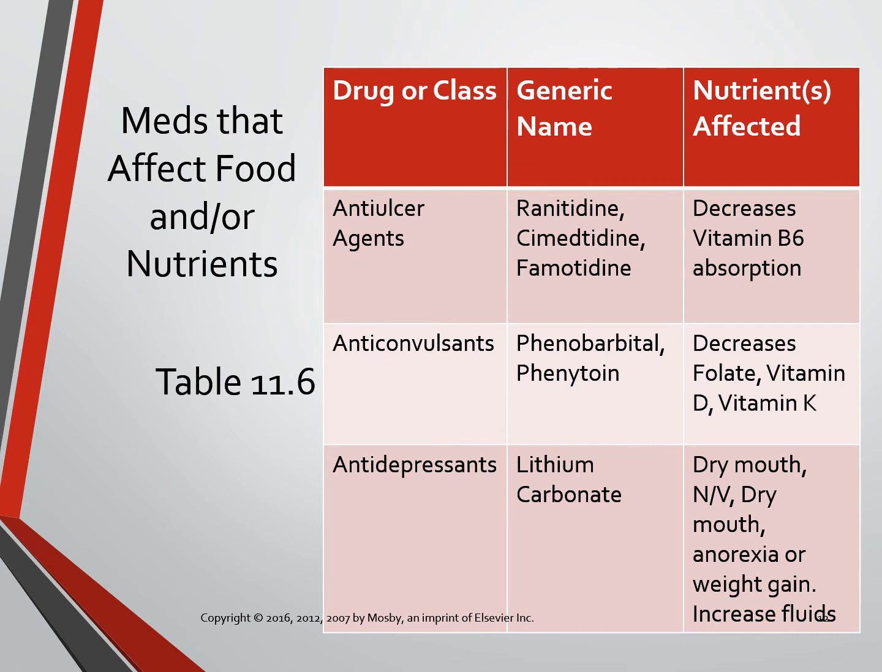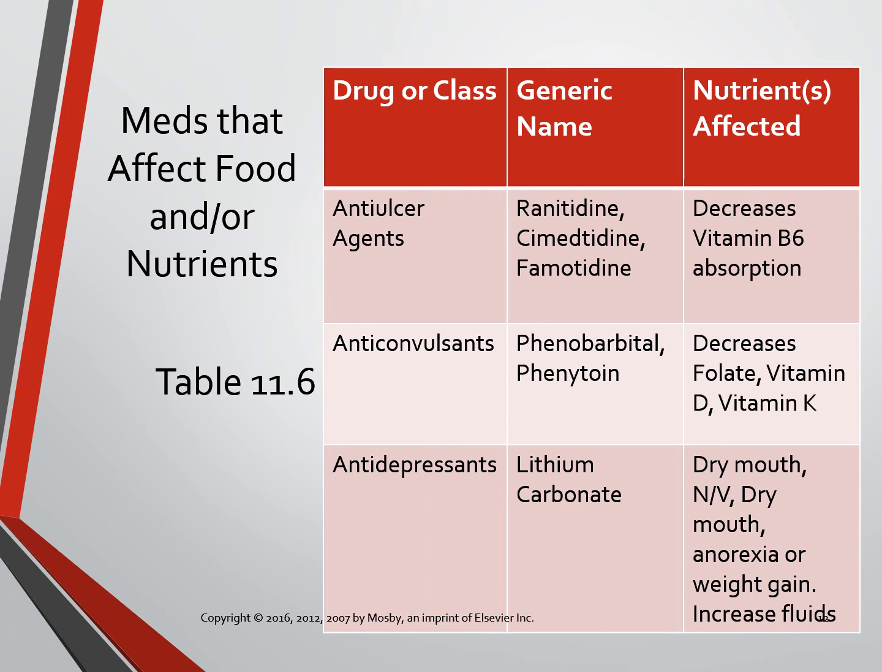The first one is anti-ulcer agents, so ranitidine, cimetidine. Anti-ulcer agents will decrease vitamin B6 absorption. Next are the anticonvulsants like phenobarbital or phenytoin. Anticonvulsants will decrease the vitamins folate, vitamin D, and vitamin K.